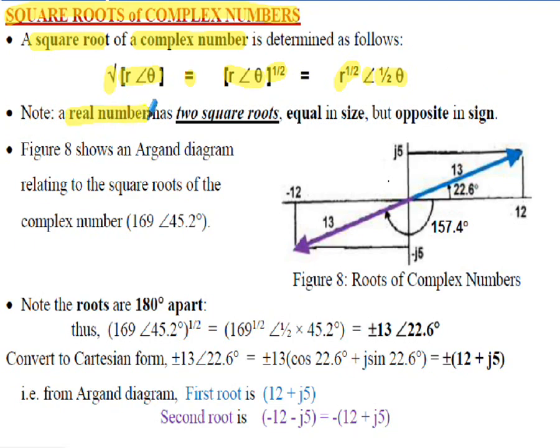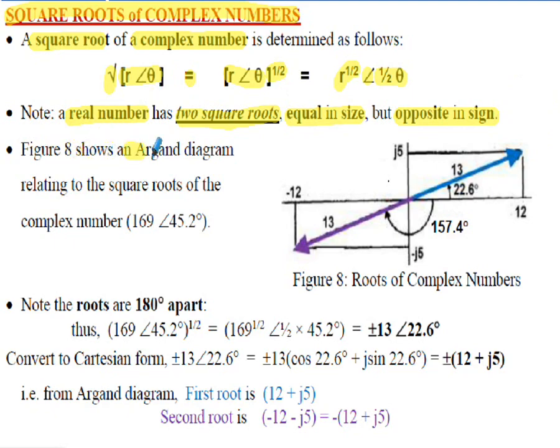Remember, a real number has two square roots, equal in magnitude but opposite in direction. For example, if we want to find the square root of positive 9, the two solutions are positive 3 and negative 3, because positive 3 multiplied by positive 3 equals positive 9, and negative 3 multiplied by negative 3 is positive 9. So there are two solutions equal in size but opposite in sense.